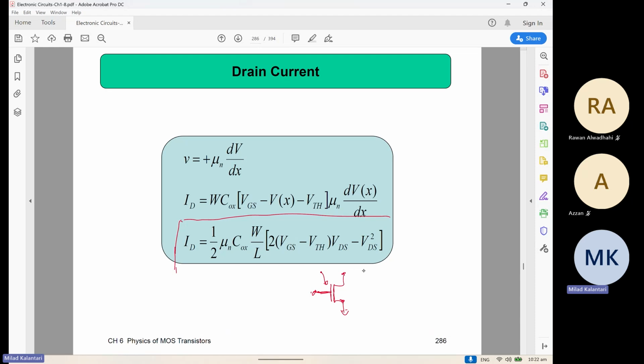And here is the drain. The other side is the source. And here is the gate. And then the ID, the drain current, versus the VGS, which is the gate voltage. And it shows the dependence also on the VDS, the drain source voltage.